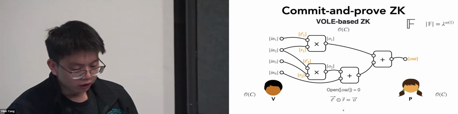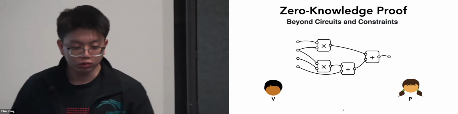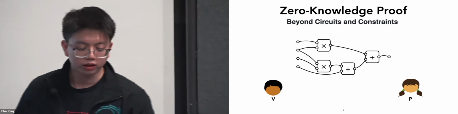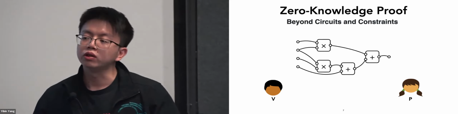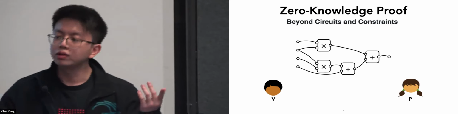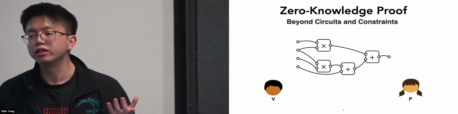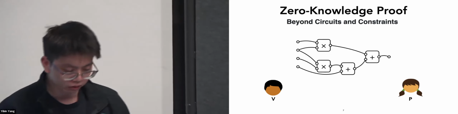Cool. So now it seems very good. Now I'm going to say what we're going to do beyond this circuit and constraint. But if you think about this for just a few seconds, it seems dumb. We can do zero-knowledge proofs for circuits. Then, because a circuit is a universal computation machinery, we can do zero-knowledge proofs for arbitrary NP statements. And it's quite efficient, just linear in the circuit size. What's the point? Why do we want to go beyond the circuit and constraint?